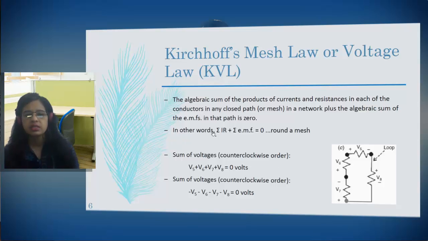In other words, we can say summation of IR, where I means current and R means resistance. Whatever the number of currents and resistances, we multiply them to find the drop across each element. The summation of all those drops plus the summation of the EMFs present will be equal to 0. Suppose we consider this network, where there is no voltage source present.